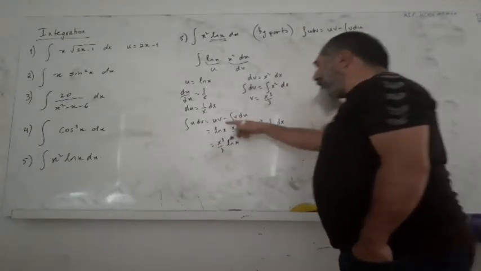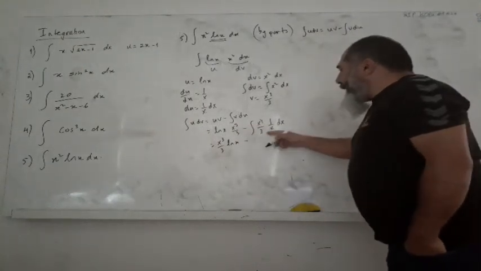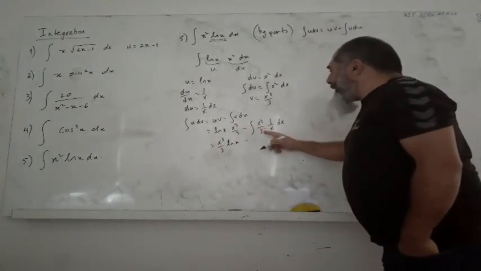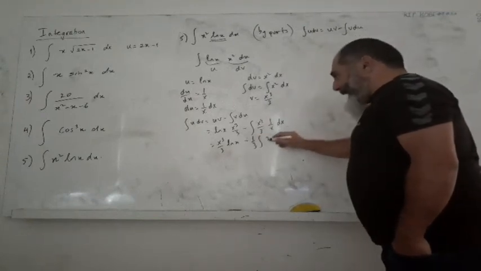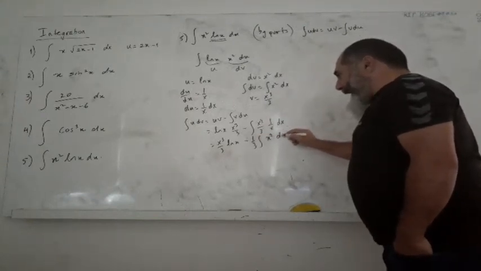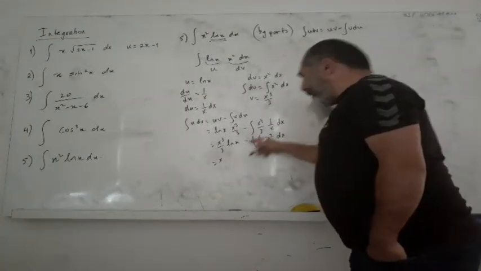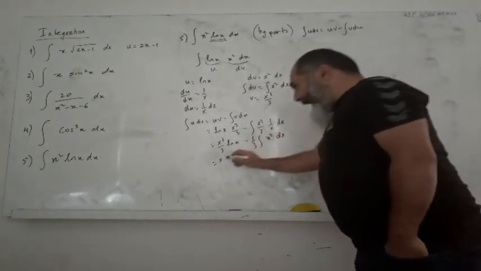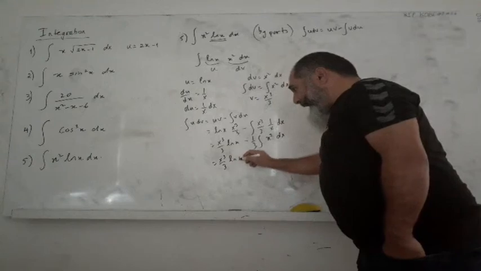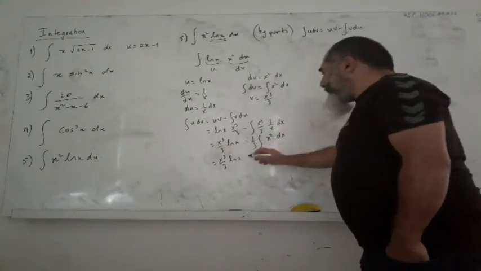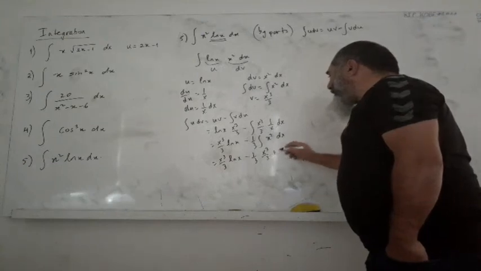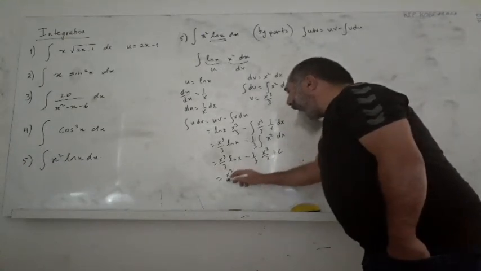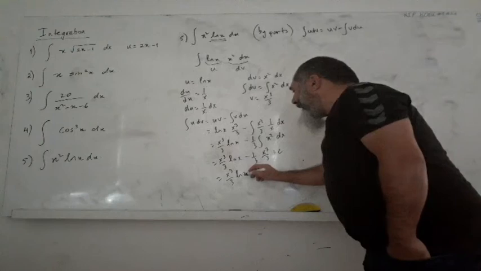Let's rearrange to have a proper expression here. Let's take 1 over 3 outside of the integration. x cubed over x is x squared dx. And do the integration for that expression. We get x cubed over 3 ln x minus 1 over 3 times x cubed over 3 plus c. So the answer is x cubed over 3 ln x minus x cubed over 9 plus c.